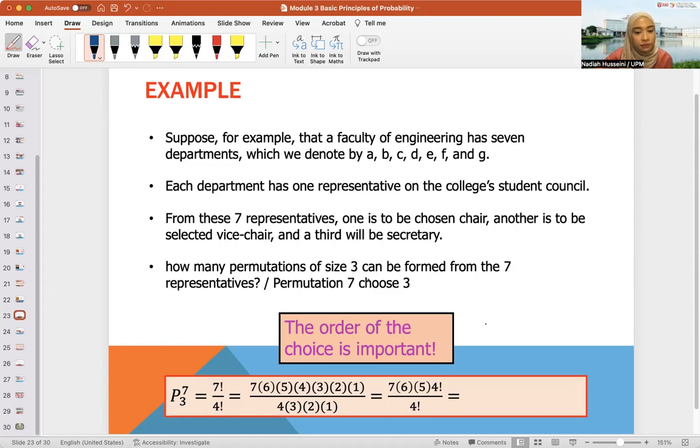So permutation 7 choose 3. Again, we're not going to see the 4 anymore. Get rid of it, cancel it out. So it becomes 7 times 6 times 5. Or if you don't want to expand it like this, you can just expand it up to the 4 factorial over 4 factorial, so just cancel that out. And 7 times 5 is 35. 35 times 6, I don't know. Just use your calculator for that.